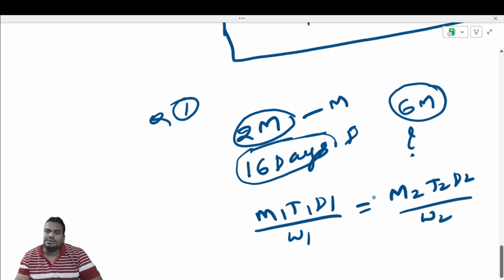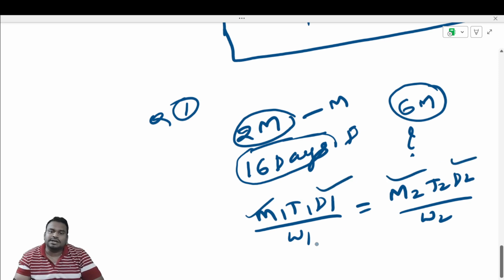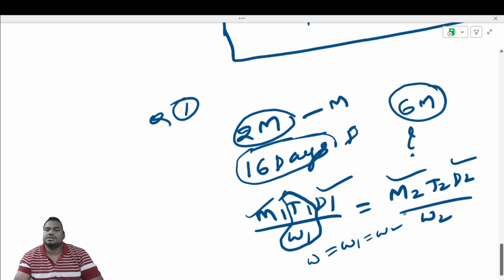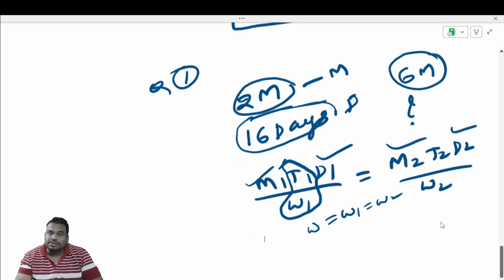So in this formula, you don't have to take all the parameters. Just take M and D. And the work is the same. When the work is the same, W1 is equal to W2, so that is some W. So you don't have to take these two parameters, because the work is the same. If they say the work is double, then W2 will become 2W.